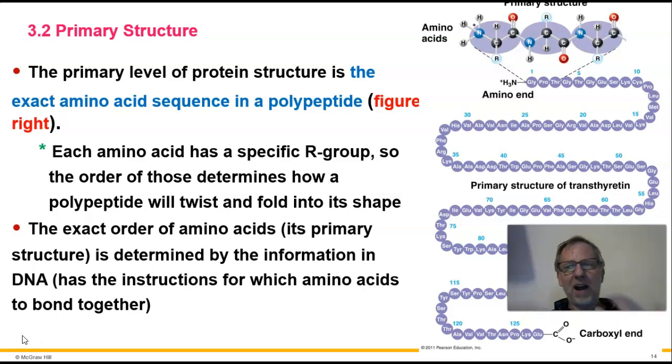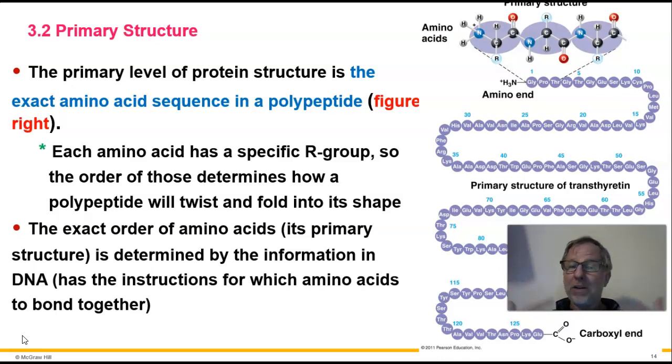So if a chemist or a biologist wanted to know the primary structure of this polypeptide that's called transthyretin, that chemist or biologist would literally be figuring out the order or sequence of amino acids. Each of these amino acids, like we reviewed a little bit ago, has a remainder group or R group sticking out. There are 20 different ones. Ultimately, the order or sequence of those remainder groups going down the chain is going to determine how that polypeptide is going to twist and fold into its 3-dimensional shape. So this is a very important starting point.